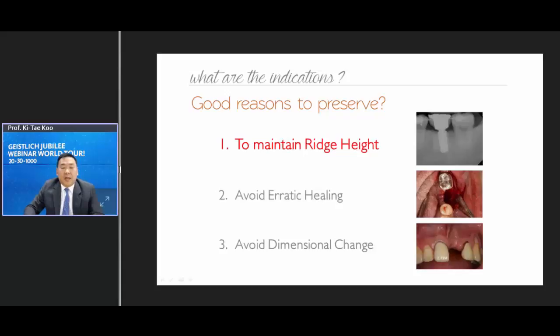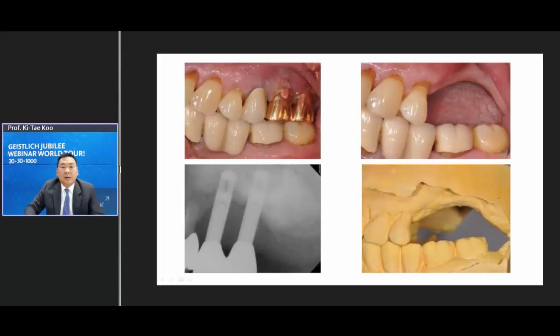So now we work with the first reason, to maintain ridge height. And here's the first case. It was done by a resident of mine. The treatment plan was to explant the implants. I would have done a peri-implantitis surgery, but the plan was to explant the implants and do a GBR 2 months later, and this is what you get after 2 months.